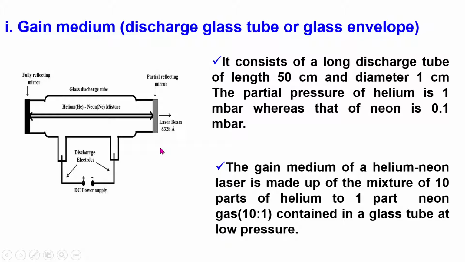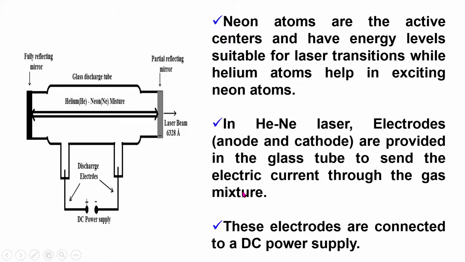Now in the helium neon laser, the gain medium is made up of a mixture of 10 parts of helium to 1 part of neon gas, that is 10:1, which is contained in a glass tube at low pressure. So remember that the ratio of helium to neon gas is 10:1. That is, 10 parts of helium and 1 part of neon are used here.